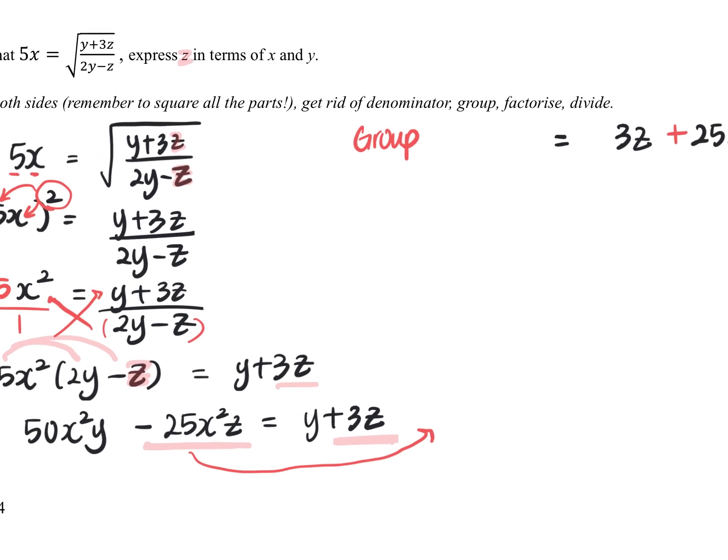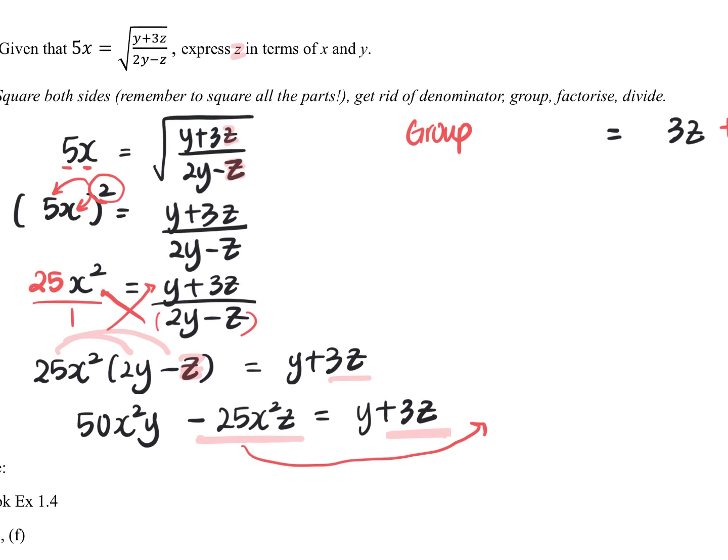Next, on my left hand side, I shall have 50x squared y. And I'm going to shift y over to this side because there's no z in it, right? So from here, it becomes negative y.